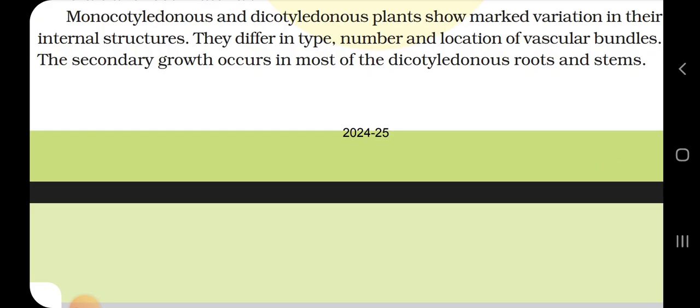Monocotyledonous and dicotyledonous plants show marked variations in their internal structures. They differ in type, number and location of the vascular bundles. Secondary growth occurs in most of the dicotyledonous roots and stems.